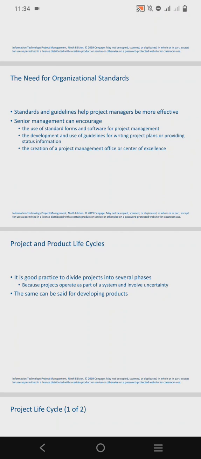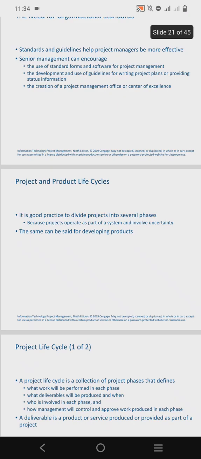So there are the project and the product life cycles, and it is a good practice to divide projects into several phases, as projects operate as part of a system and involve uncertainty. There is an uncertainty as to whether a project will be completed or not. The same can be said for developing products.